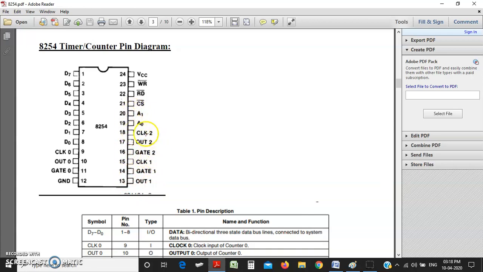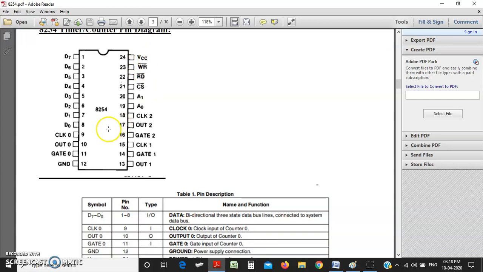A0, A1 will select the counter. CS will select the chip, whether the 8254 will work or not. Read bar pin will be connected to the microprocessor read bar pin, so it will denote the read operation of the microprocessor. Write bar pin will also be connected to the write bar pin of the microprocessor, which also denotes the write operation of the microprocessor. VCC is the power supply pin and ground is also the power supply pin of the chip.